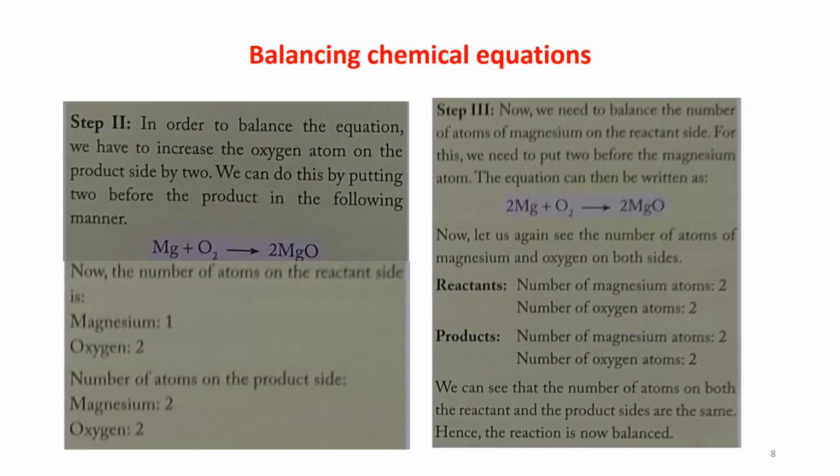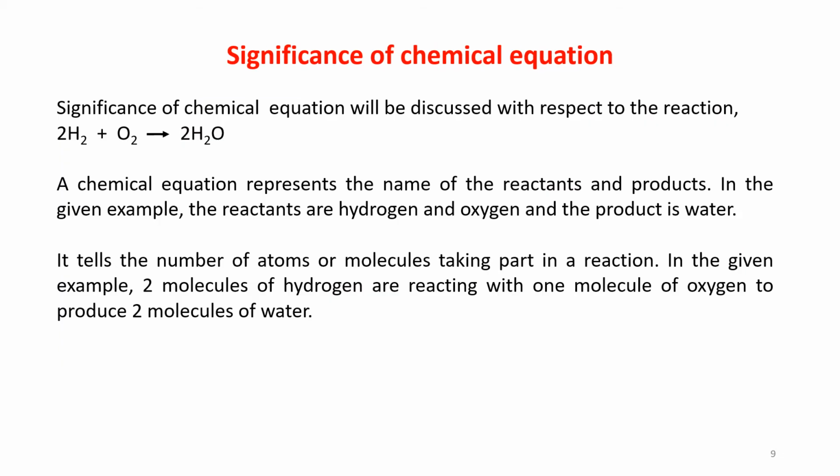So, in step 2, in order to balance the equation, we have to increase oxygen on the product side. So, what we will do, significance of chemical equation. Significance of a chemical equation will be discussed with respect to the reaction.